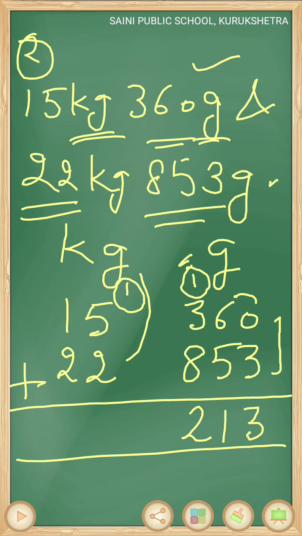Okay, now gram place is complete, so I will complete now kilogram. 5 plus 2 is 7, 7 plus 1 is 8. Now 2 plus 1 is 3. Okay, 38 kilogram and 213 gram.